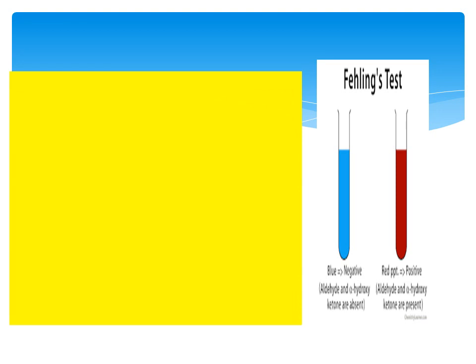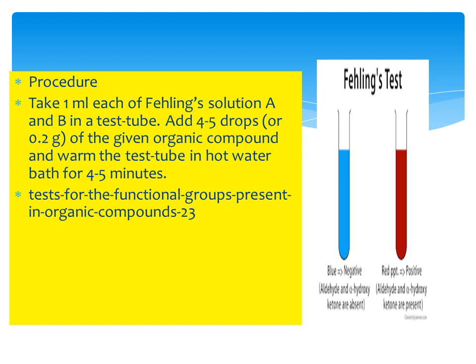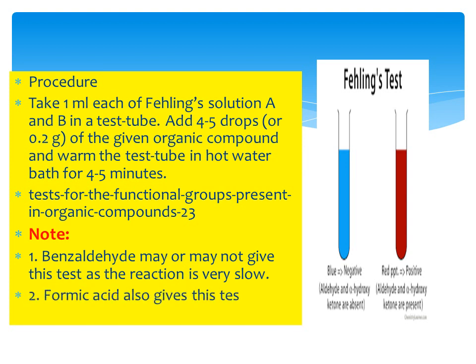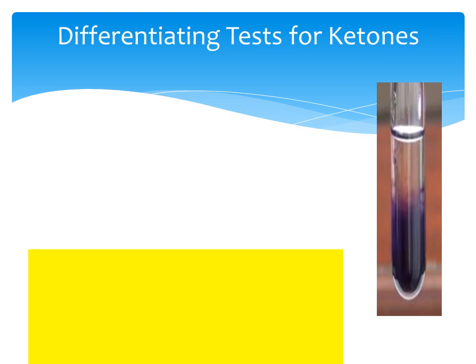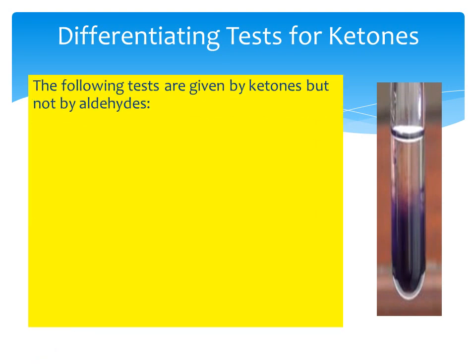So okay, the third most important test for aldehyde is the Fehling solution test. What you do in this aldehyde test is take 1 ml of Fehling solution A and Fehling solution B, add a few drops of the given organic compound, and warm it. If a red precipitate appears, that is the positive test for aldehyde. A point to be noted is that benzaldehyde and formic acid also give this test, but the reaction is very slow for them.